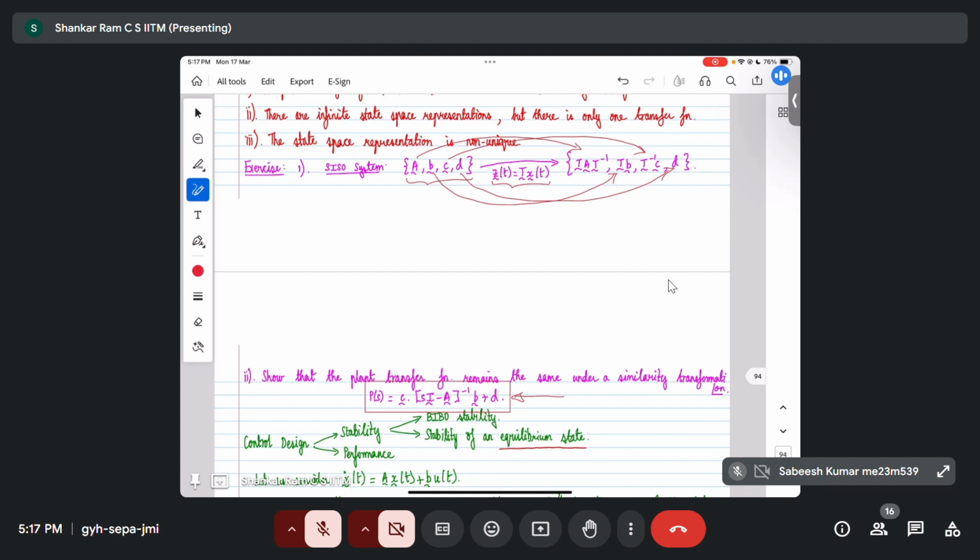So I hope the notion of similarity transformation is clear. As I told you, the utility is that you and I can apply these transformations to get the state space representation in some preferred forms, such that we are able to do the computations and analysis in a simpler manner. So that is one advantage of using a similarity transformation. I hope the concept of similarity transformation is clear.